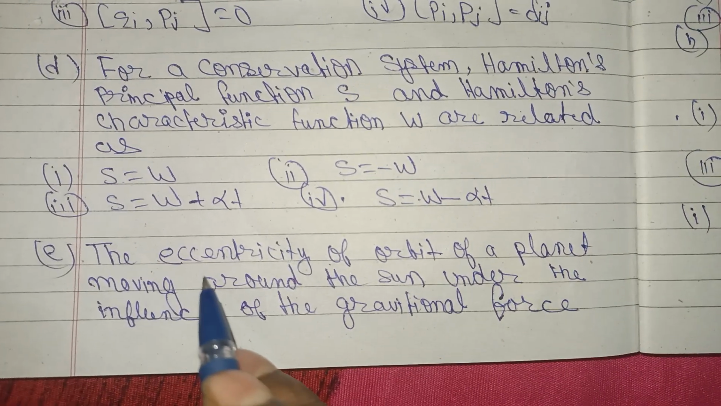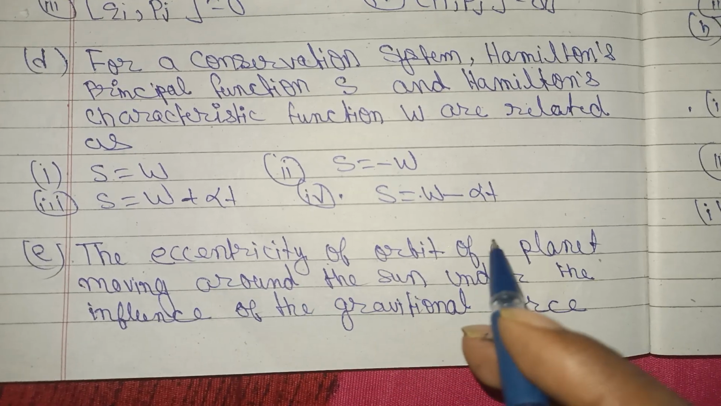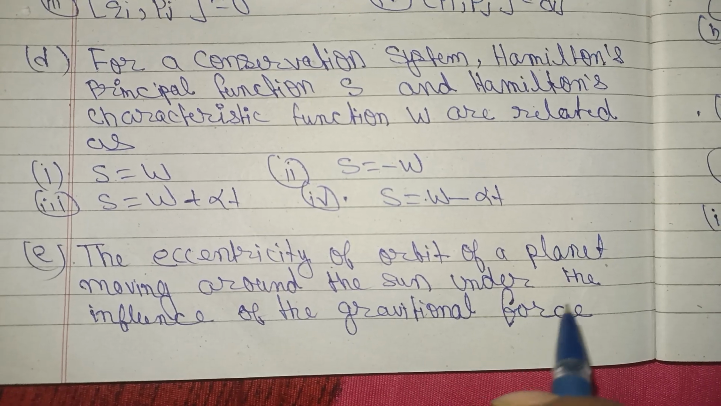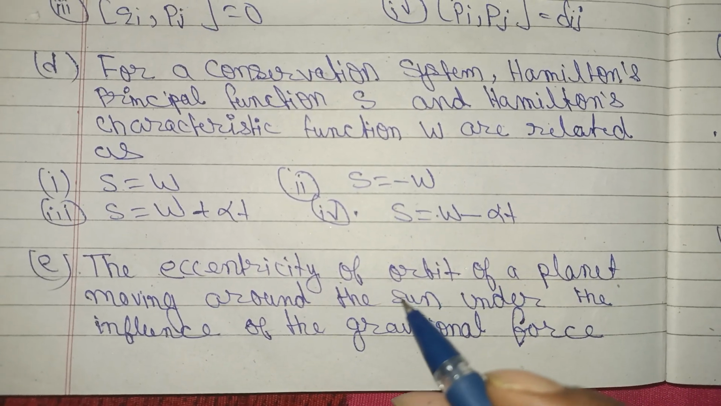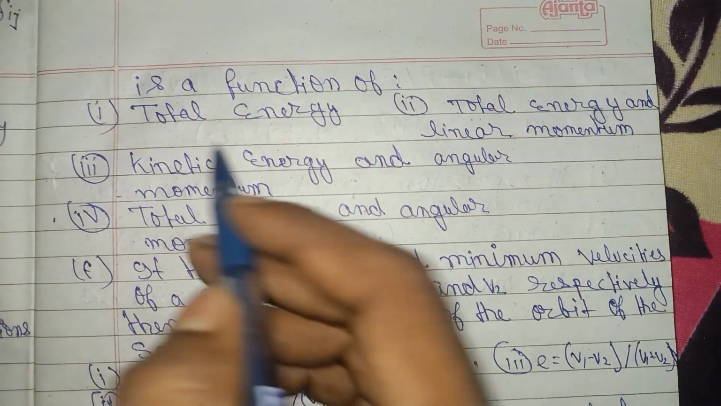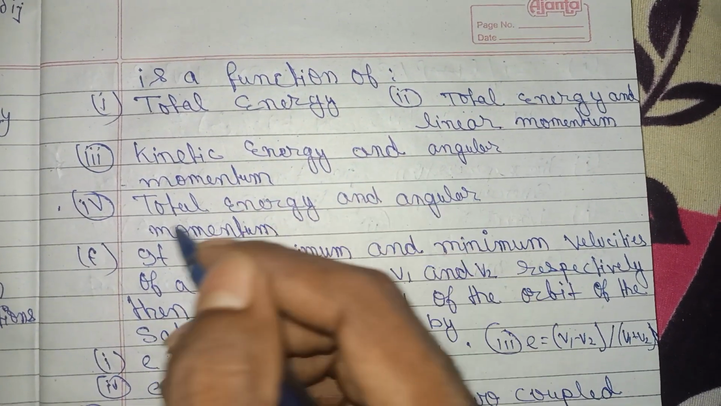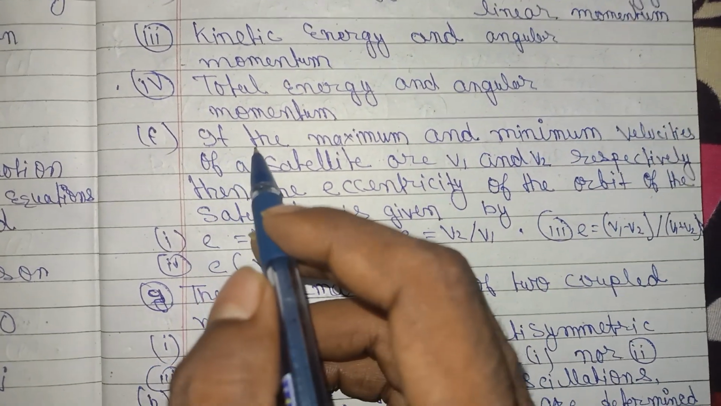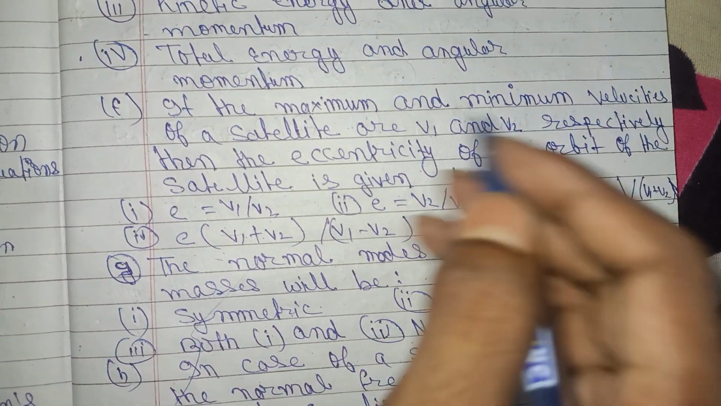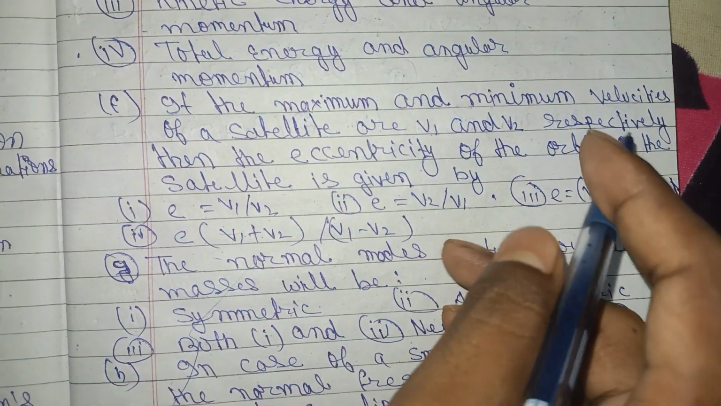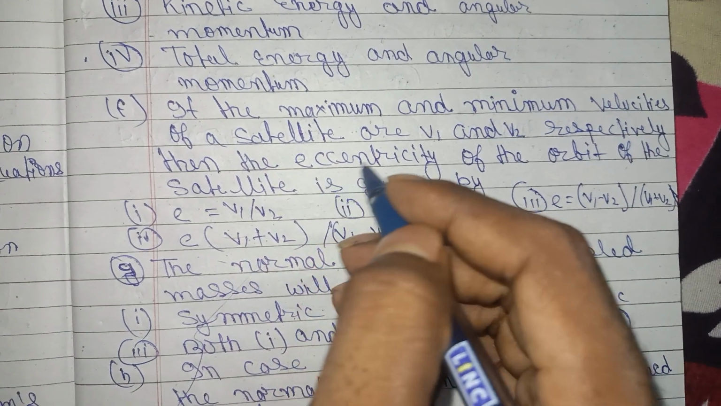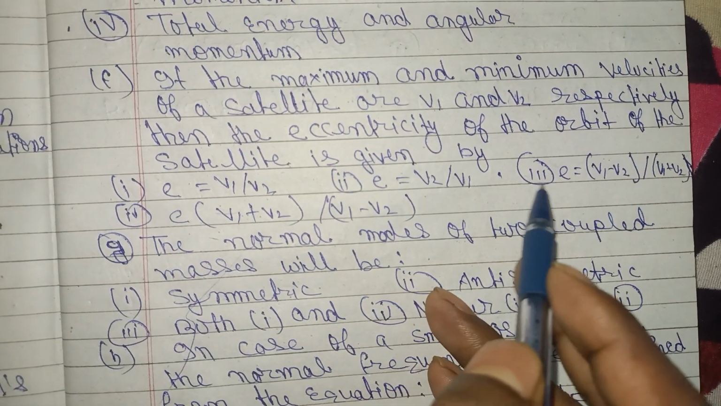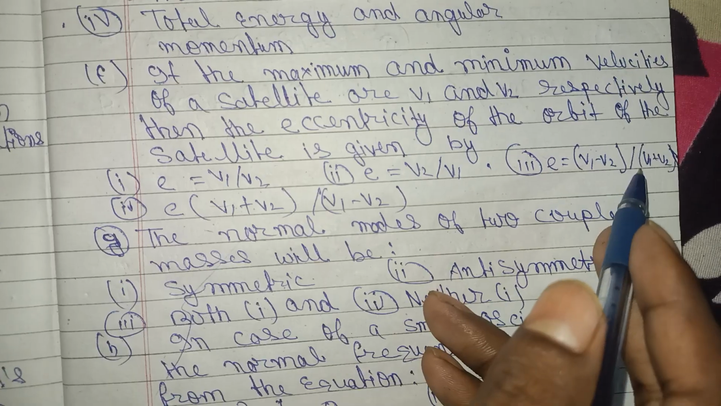Question number E: the uncertainty of the orbit of a planet moving around the sun under the influence of the gravitational force is a function of total energy and angular momentum. Question number F: if the maximum and minimum velocity of a satellite are v1 and v2 respectively, then the eccentricity of the orbit of the satellite is given by e = (v1 minus v2) / (v1 plus v2).